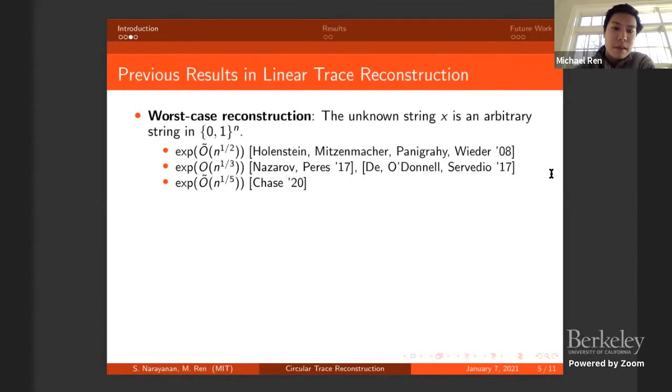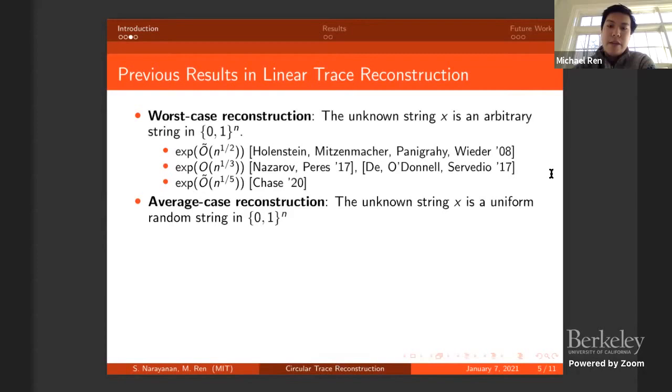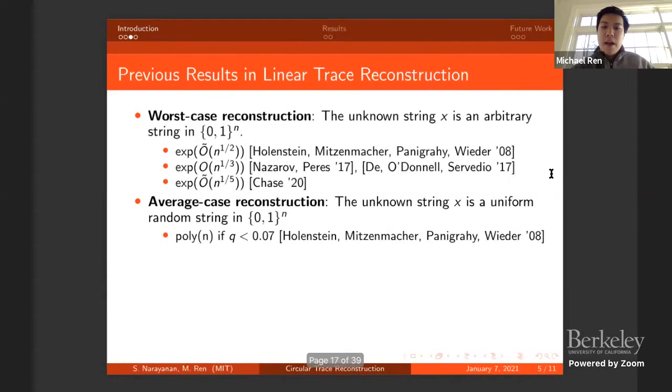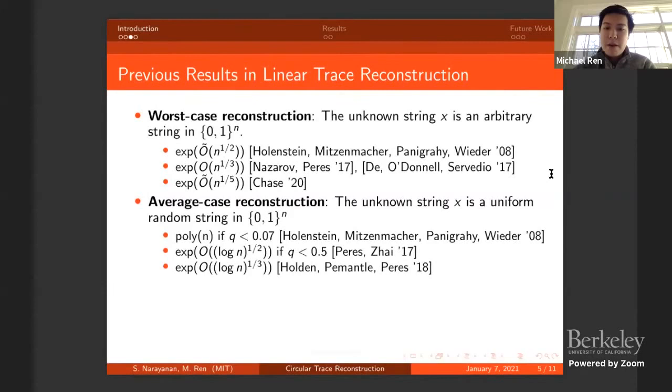Another variant is average case reconstruction, where the string X is chosen randomly from all length n strings. This is different and easier because, for example, if there's some string that is very hard for us to figure out in the worst case, in the average case it's very unlikely to occur. Holenstein et al. showed that if the deletion probability is low enough, then we can do it in polynomially many traces. This was improved to e to the root log n for deletion probabilities less than a half by Peres and Zhai, which was then improved by Holden, Pemantle, and Peres to e to the cube root of log n for any constant deletion probability.